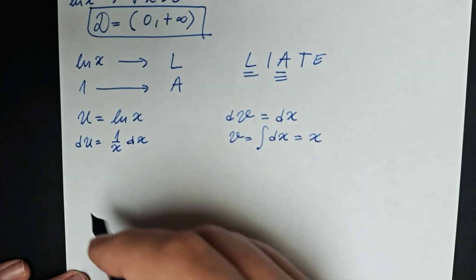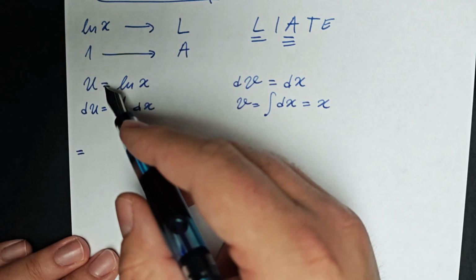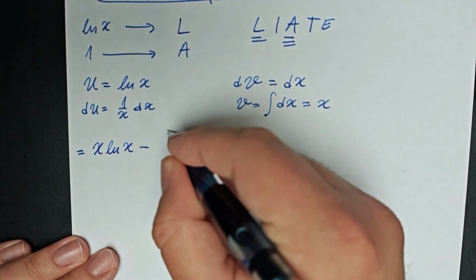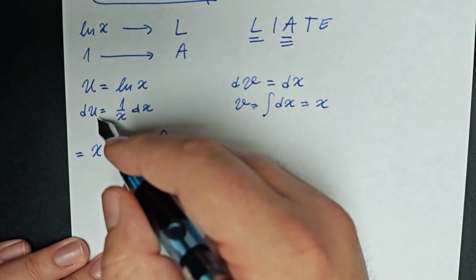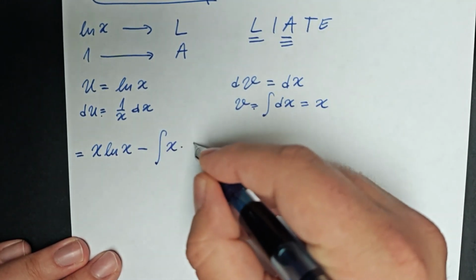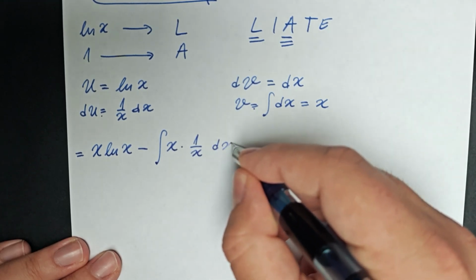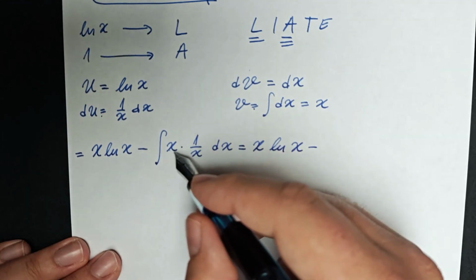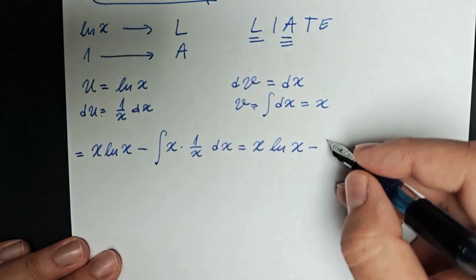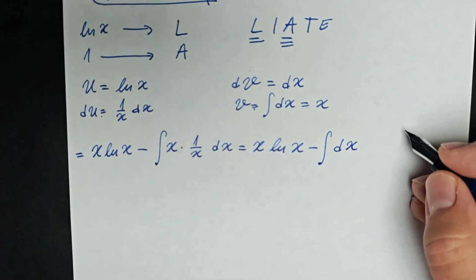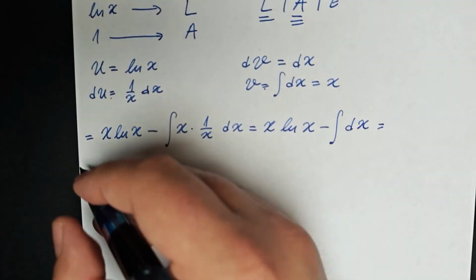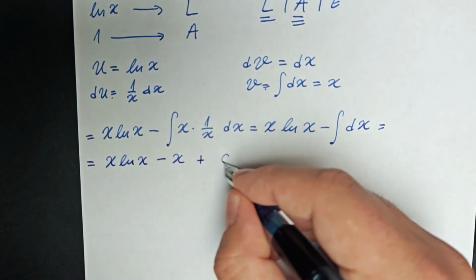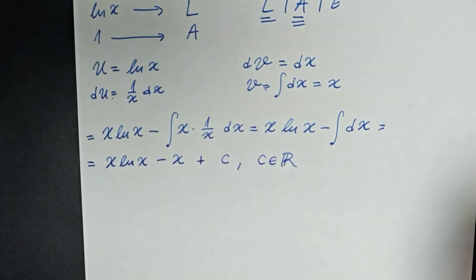We are going to use the integration by parts formula, and that is u multiplied by v, x ln of x, minus an integral of v multiplied by du, that is x multiplied by 1 over x dx. So this is x ln of x minus x, as the x and 1 over x cancel out, and we have an integral of dx. So this is equal to x ln of x minus x, plus some real number c.